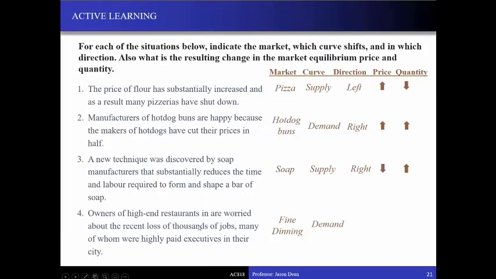And then if the demand curve shifts to the left, does the price increase or decrease? Decrease. And then quantity decreases too. So here you should recognize that if the demand curve shifts, the price and quantity move in the same direction. If the demand curve shifts to the right, both price and quantity increase. If the demand curve shifts to the left, both price and quantity decrease. If the supply curve shifts, they move in opposite directions, right? If it shifts to the right, the price will fall and the quantity will increase.